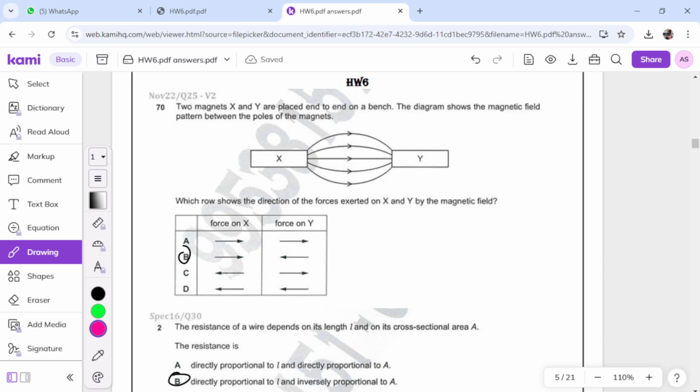Two magnets X and Y are placed end to end on a bench. The diagram shows the magnetic field pattern between the poles of the magnets. So as you see, this is the direction of the magnetic field. It means X is N and Y is S. Okay, so now which row shows the direction of the force exerted on X and Y? Of course, X will be attracted to Y, so this is the force direction on X, and also Y is attracted to X, so this is the force on Y. So on Y it will be this direction, and this is the correct answer.